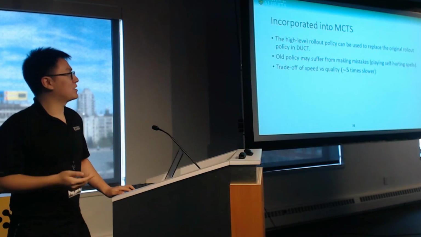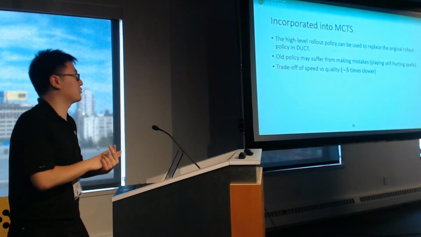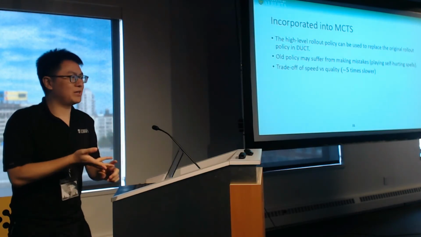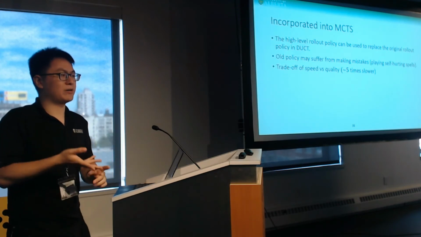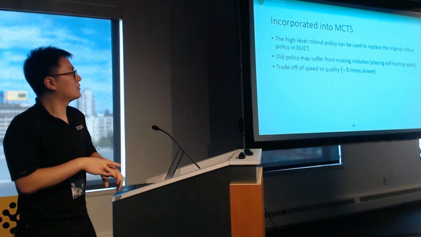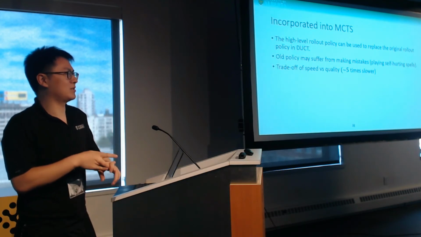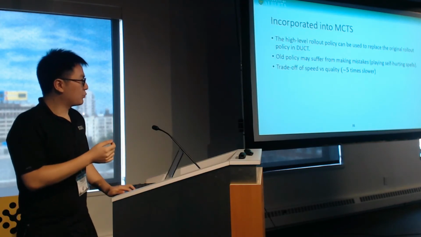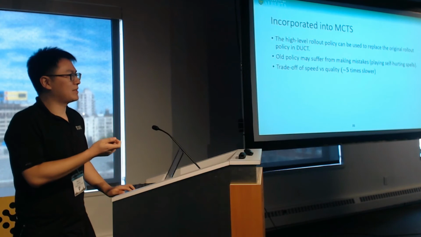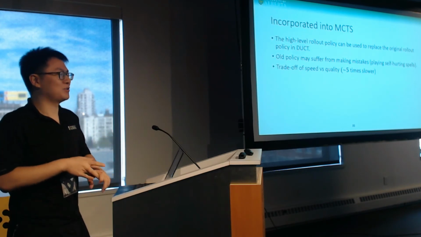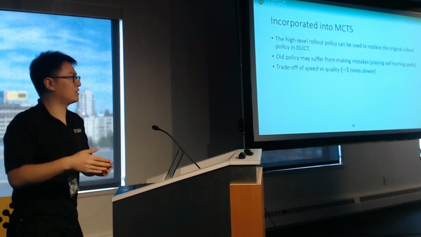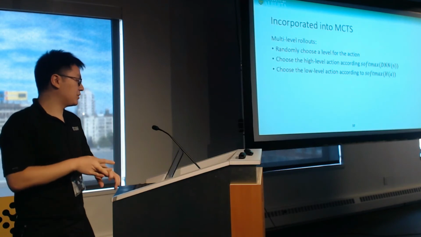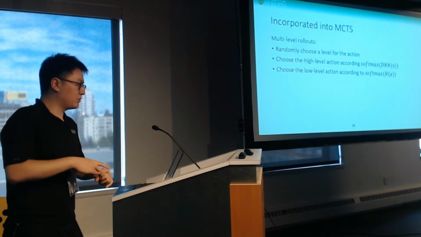And the last experiment is incorporating these networks into Monte Carlo tree search. The old rollout policy is uniform random over promising moves, but it still suffers from making mistakes. We tested different network architectures, but the CNN turns out to be too slow to incorporate into the rollout phase. So we use the DNN to replace the rollout policy. We define a multi-level rollout policy, and the algorithm is also simple.